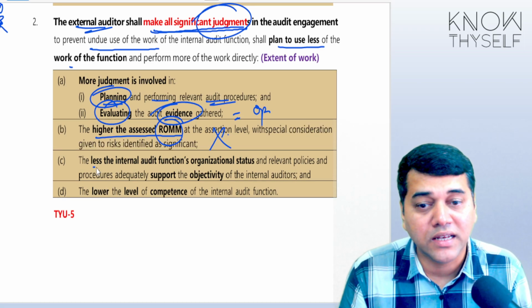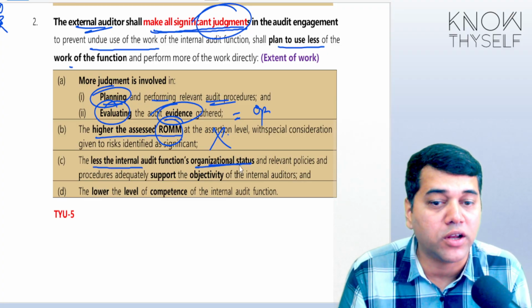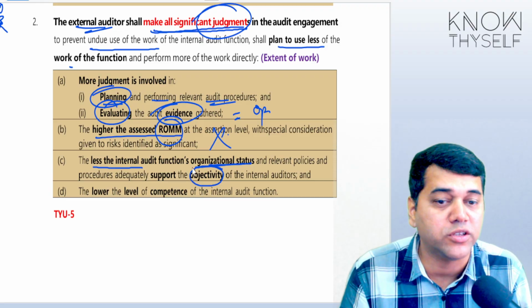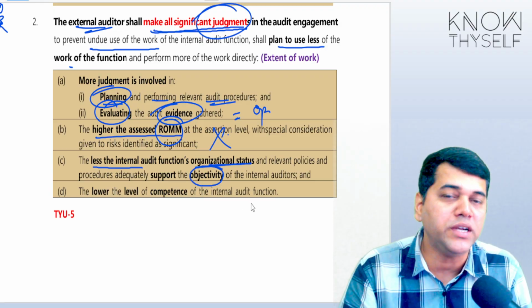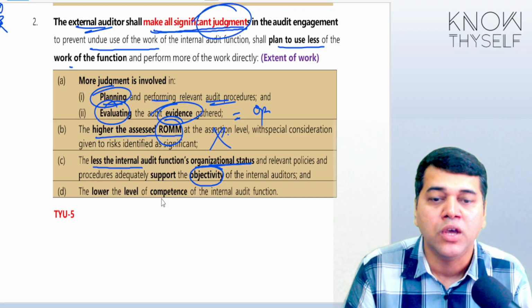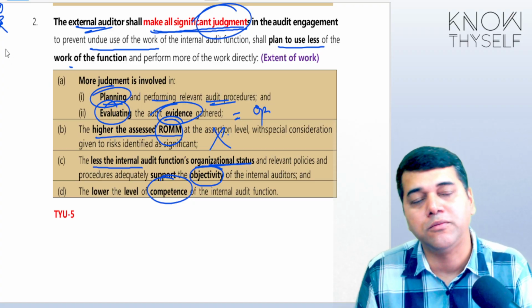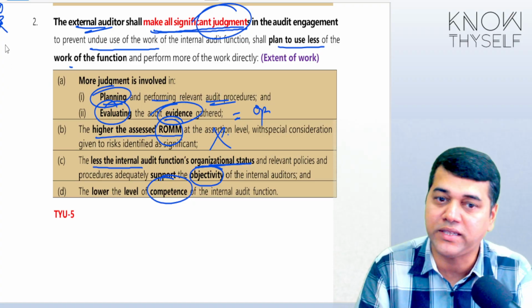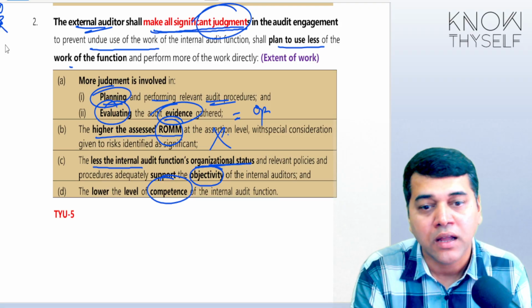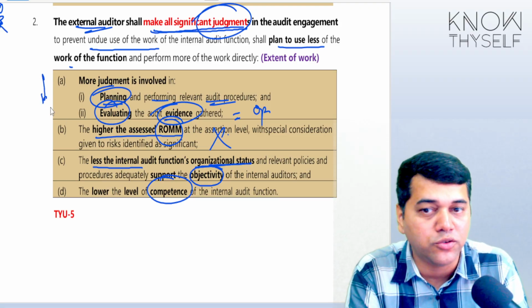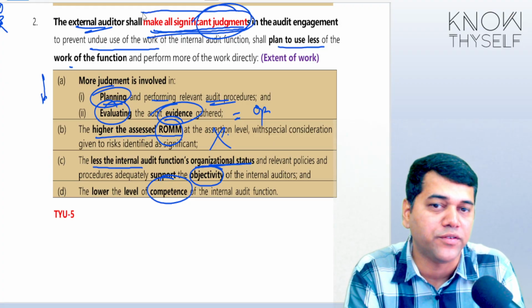Third, the less the internal audit function supports the organization's status or supports objectivity, that means the moment you feel that they are not much objective or their level of competence is low, like I told, no, Bharatanatyam, my wife's competence in dancing is low, but theory-wise she is good. In such cases, you have to reduce the use of their work and make all the significant judgments yourself.